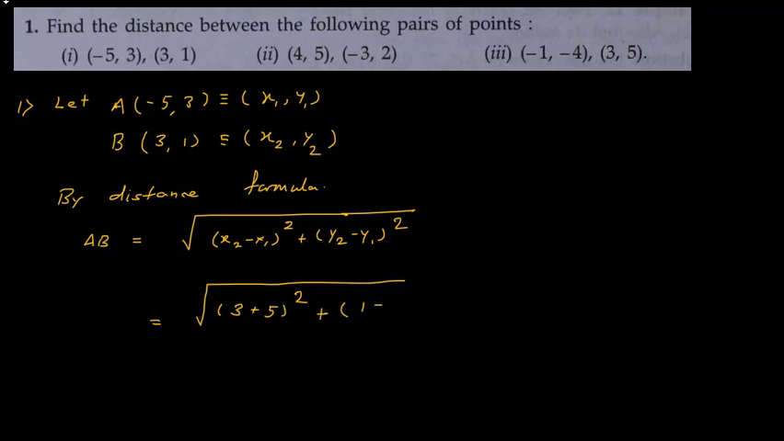Plus here 1 minus 3 the whole square. And this is 3 plus 5, 8, 8 square is 64 and 1 minus 3 is minus 2, minus 2 square is 4. So this is root of 68. So AB is root of 68. This is the distance AB.